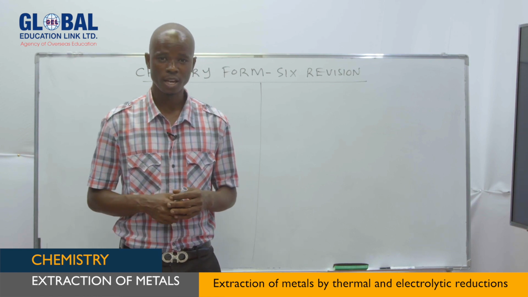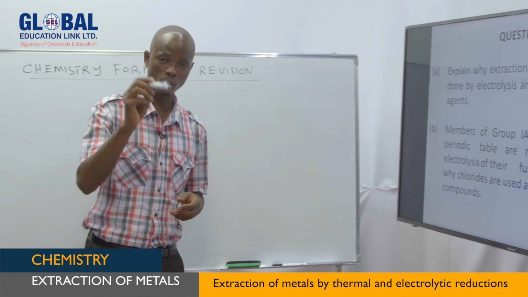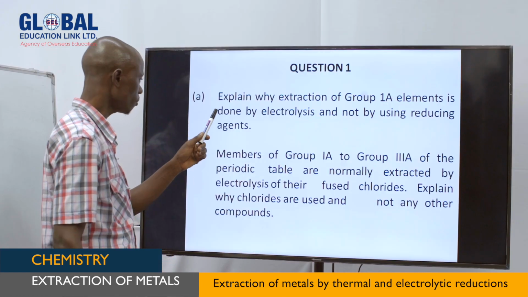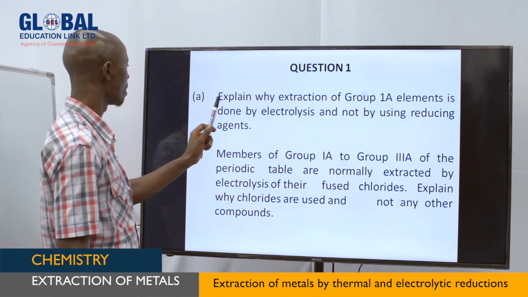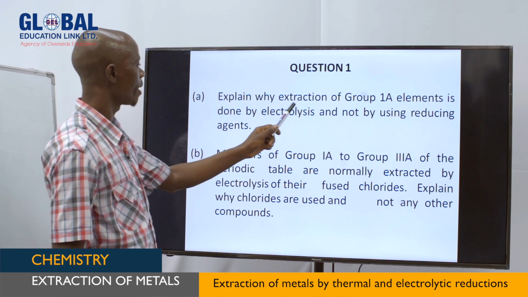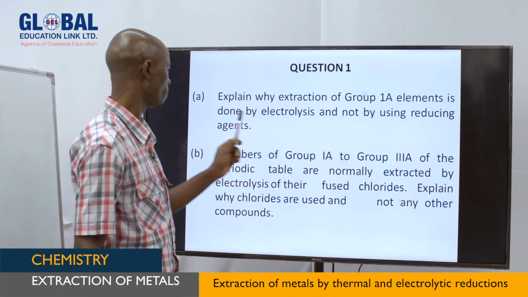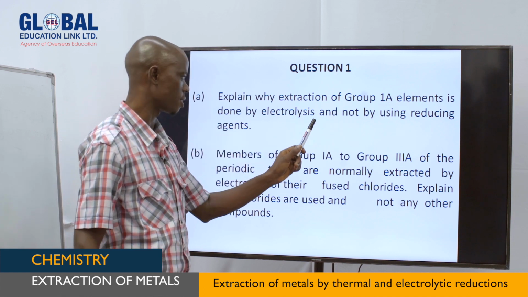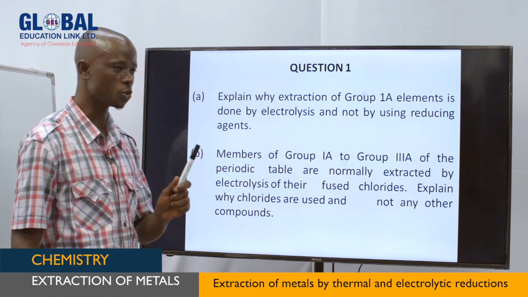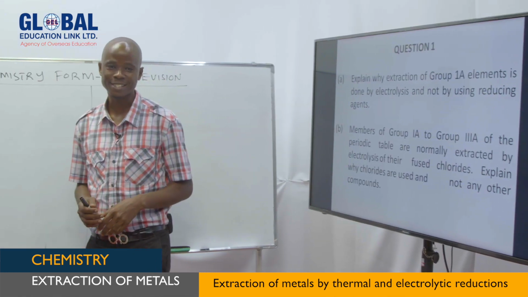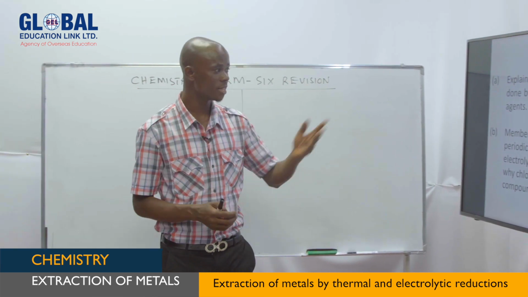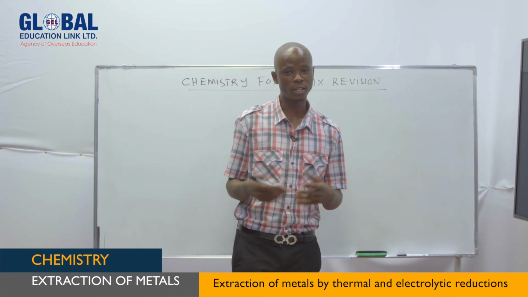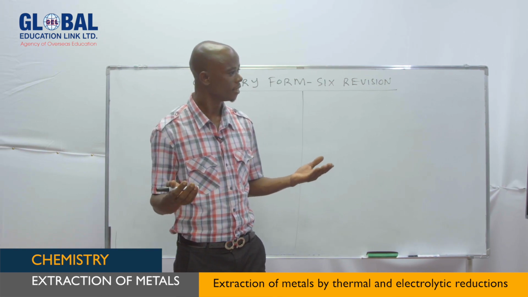Now let us be together. Now we can see question number 1. Question number 1A. It says, explain why extraction of group 1A elements is done by electrolysis and not by using reducing agent. That is the question. My dear student, can you see that question? It is very simple. You can do it.